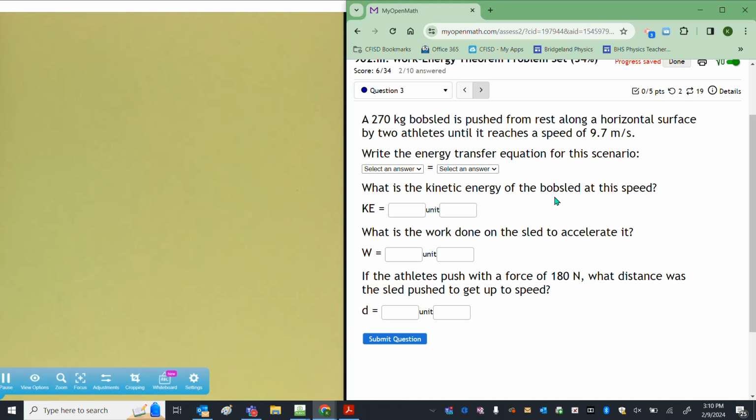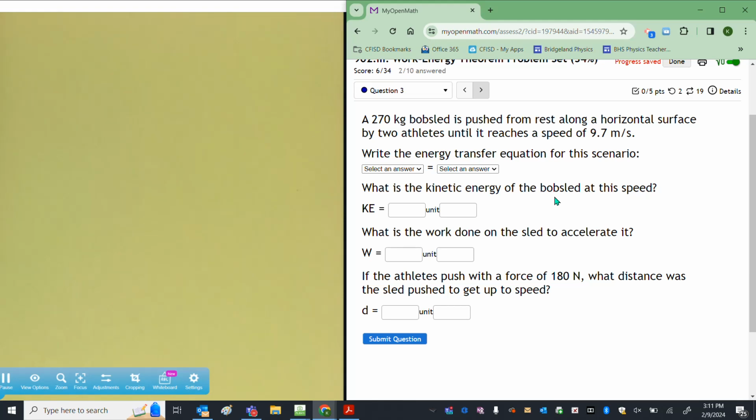Question number 3 says a 270 kilogram bobsled is pushed from rest along a horizontal surface by 2 athletes until it reaches a speed of 9.7 meters per second. Write the energy transfer equation for this scenario. Guys, you have to be able to write these energy transfer equations in order to get questions like this one correct. So you need to ask yourself, what form of energy do I have initially? What form of energy do I have at the end? Is there any work being done? And then you need to set up your equation.